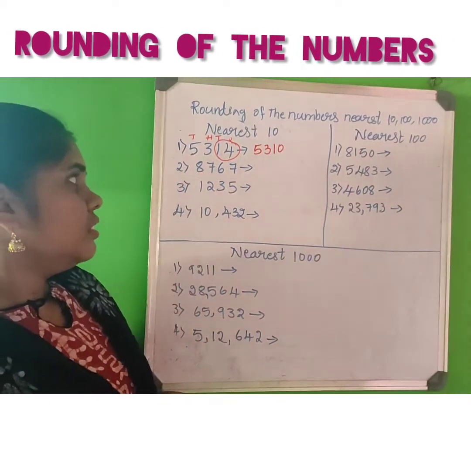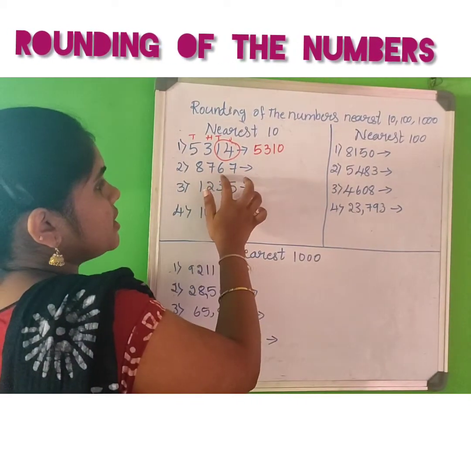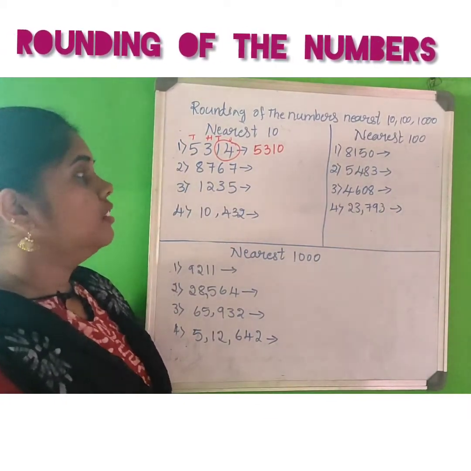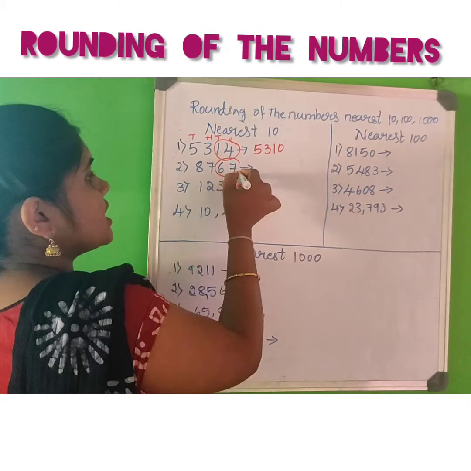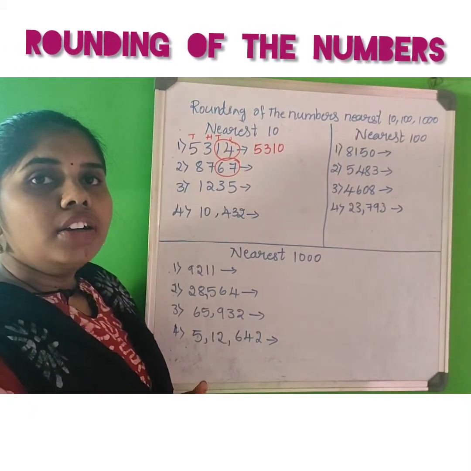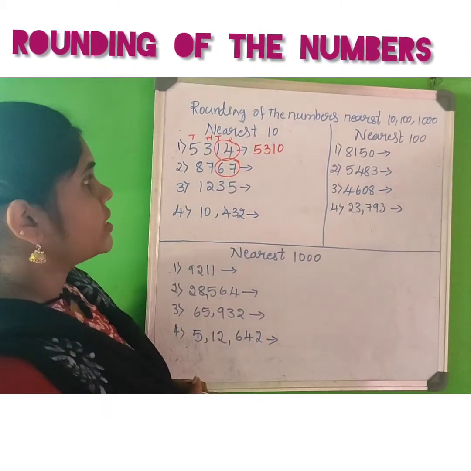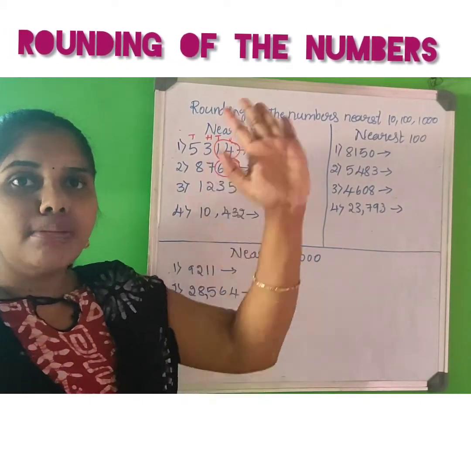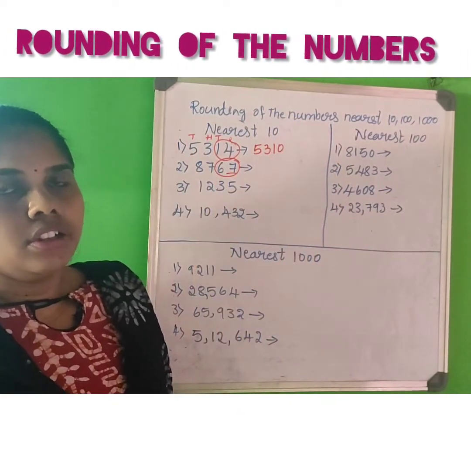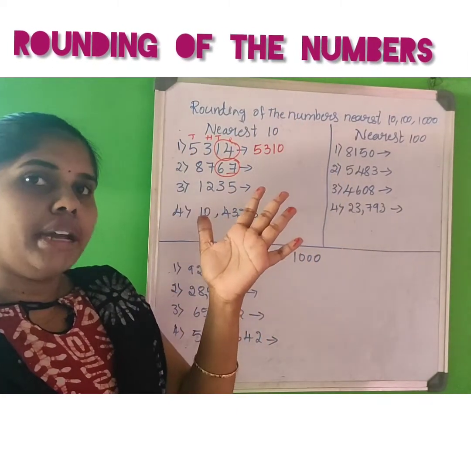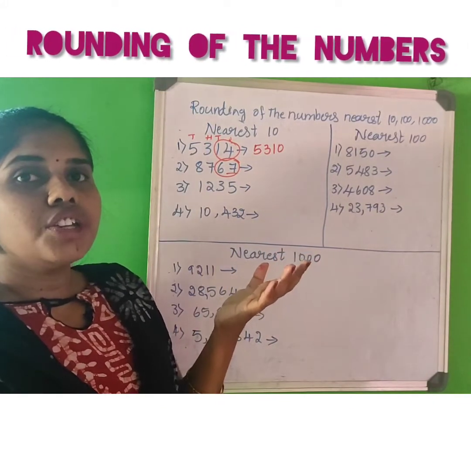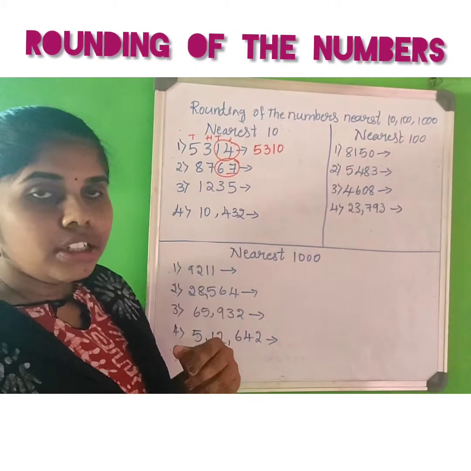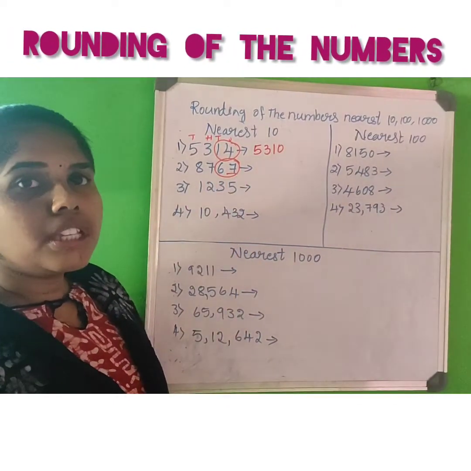We'll go for the second one. 8767. So you just concentrate on the 10th place and unit place. In the unit place there is the number 7. It comes under the left hand rule, so it is above 5. In that situation, you have to change the 10th place number to the next number and make the unit place 0.